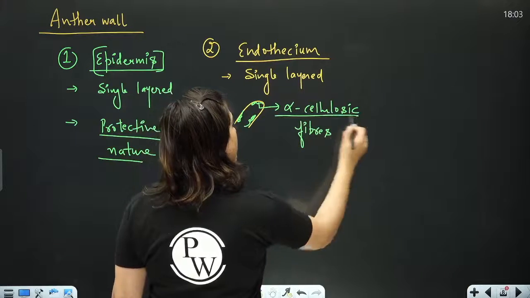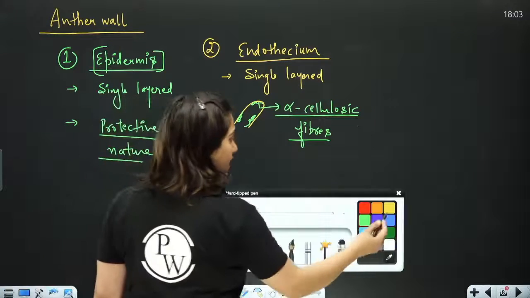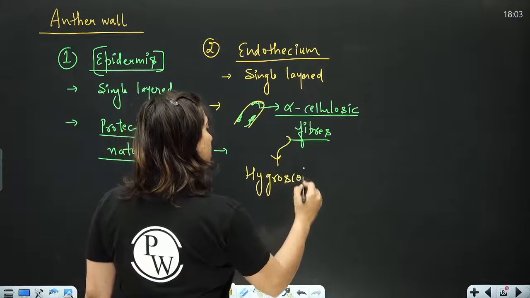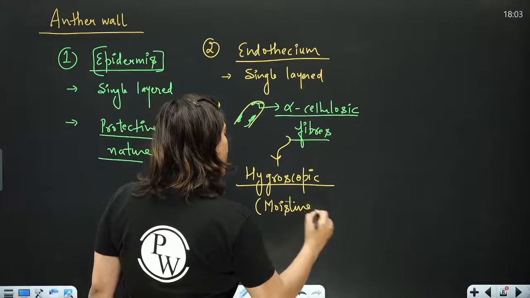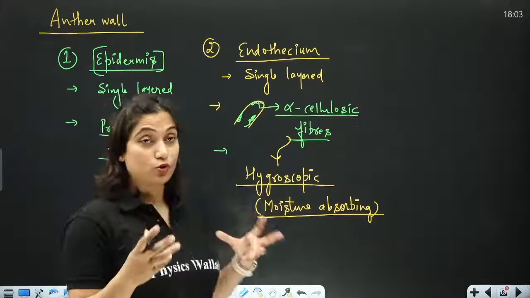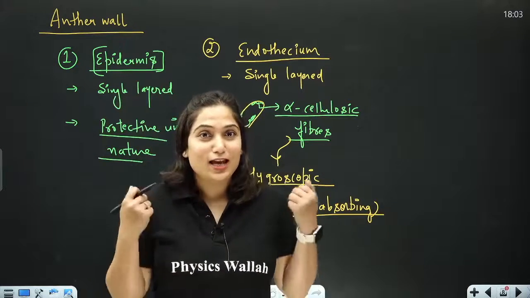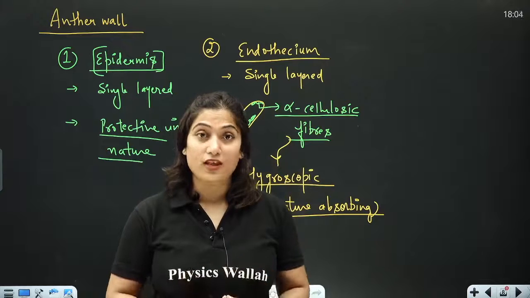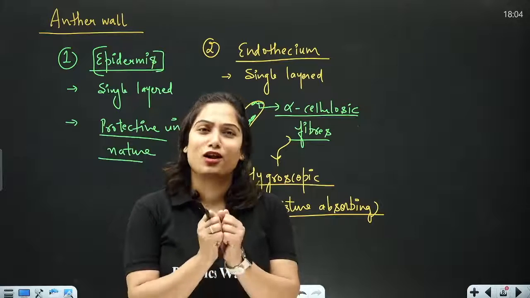The cells of endothelium have alpha cellulosic fibers. And what is the nature of these alpha cellulosic fibers? They are hygroscopic in nature. What is the meaning of hygroscopic? That they are moisture absorbing, and they absorb a whole amount of water in them, and when the anther gets matured, they lose their water, and when they lose their water, then they get shrunk, and when they get shrunk, they pressurize the wall of the anther, and the anther gets ruptured.